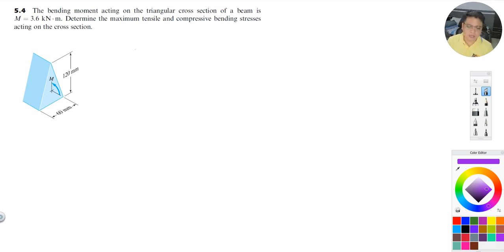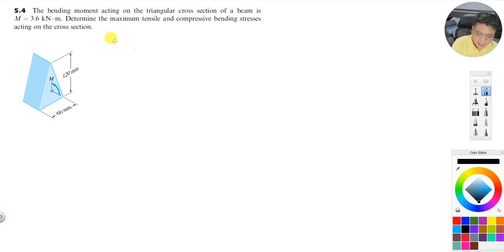The bending moment acting on a triangular cross-section of a beam is M equals 3.6 kilonewton meter. Determine the maximum tensile and compressive bending stresses acting on the cross-section. Okay. So, the first thing is, what is the moment of inertia?